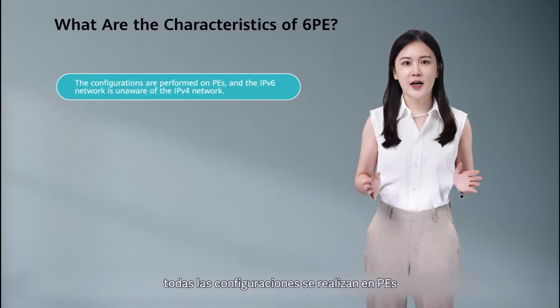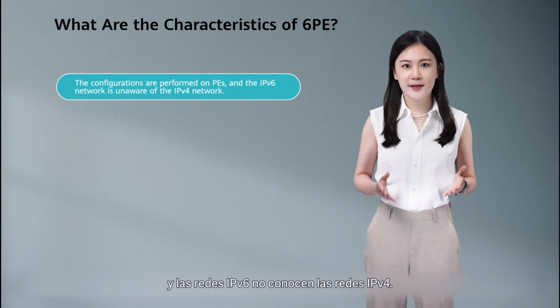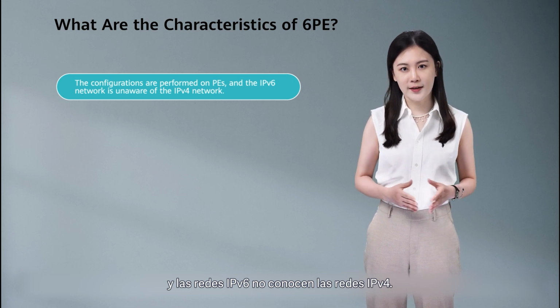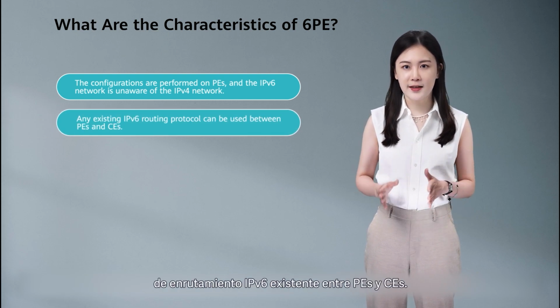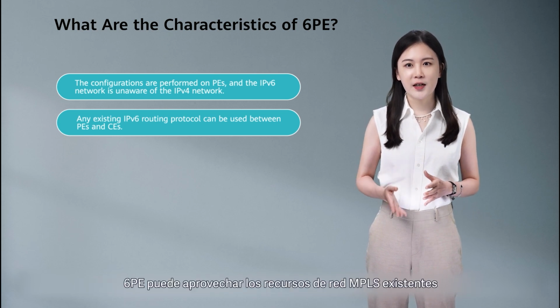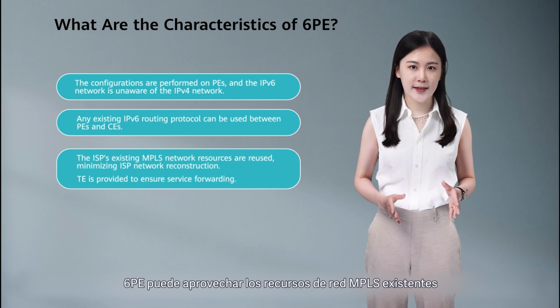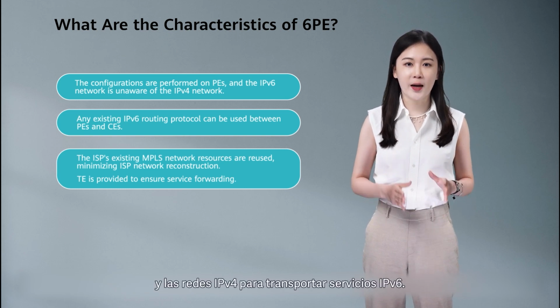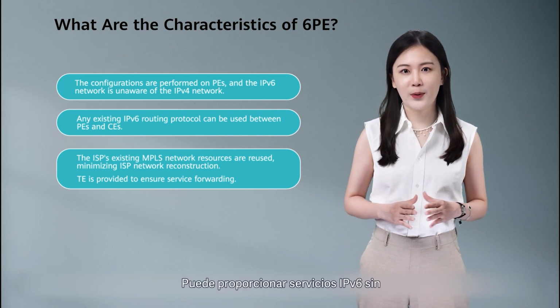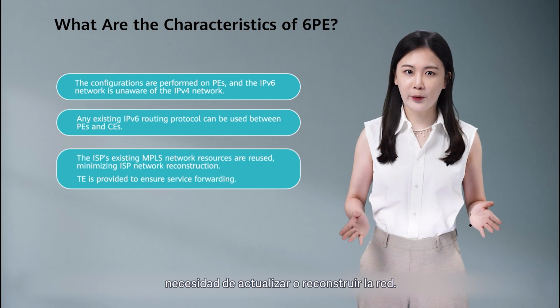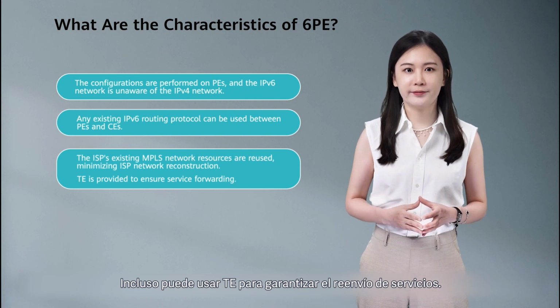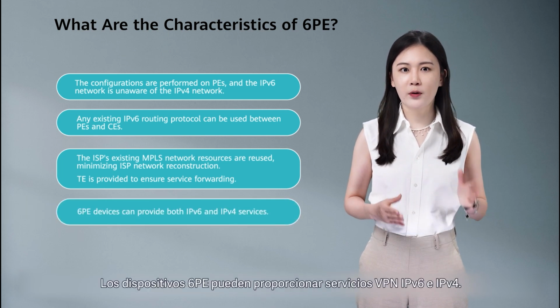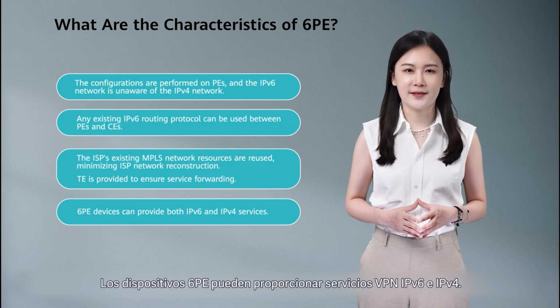6PE has the following advantages. First, all configurations are performed on PEs, and IPv6 networks are unaware of IPv4 networks. Any existing IPv6 routing protocol can be used between PEs and CEs. In addition, 6PE can leverage existing MPLS network resources and IPv4 networks to carry IPv6 services. It can provide IPv6 services without requiring network upgrade or reconstruction. It can even use TE to ensure service forwarding. 6PE devices can provide both IPv6 and IPv4 VPN services.